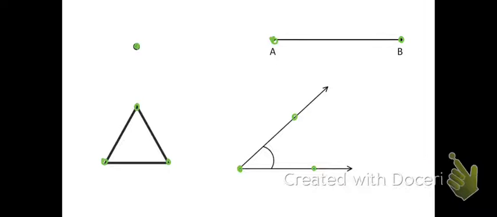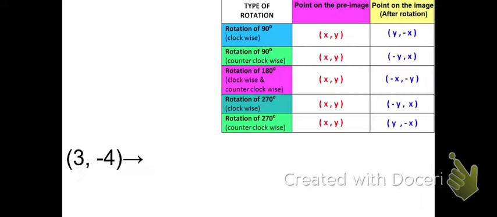Then you can apply the rule to each of those 3 points, plot your new points, and draw your new angle. So let's show you how to apply the rule to just 1 point, knowing that you might need to apply the rule to more than 1 point when you are rotating a line or a figure or an angle.